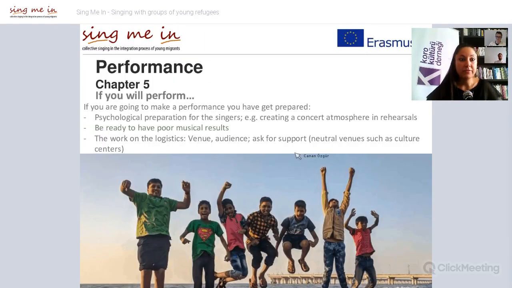And if you will perform, you should prepare your singers psychologically. For example, during the rehearsals, you can create a concert atmosphere, such as one group of people will be sitting and watching the other group of people who will be performing. So you will create this concert atmosphere. They will be acquainted, familiar with this stage fright, and they'll be better during the stage performance.